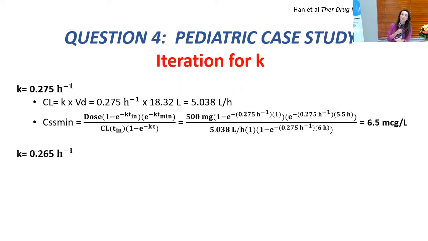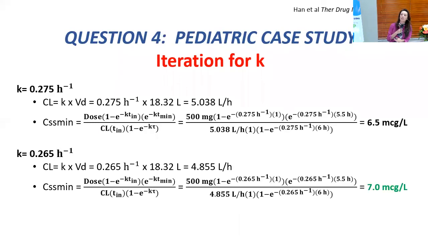So we keep on iterating. Our level was 7, right? We got a level of 7. So we keep on guessing what the K is until we get to the 7. So this is the iterative process. It's very time consuming, so you really need an Excel file, something that's established within your institution to do this.